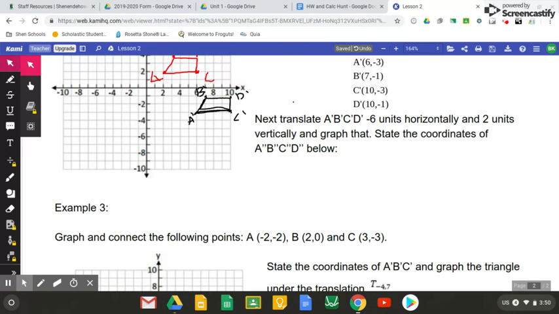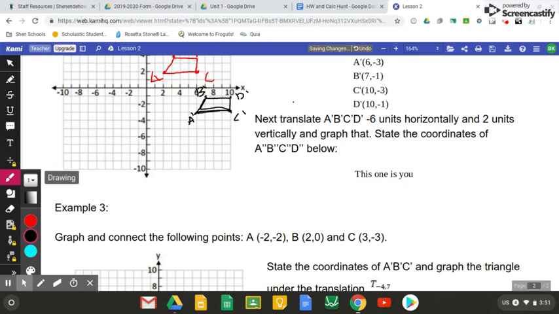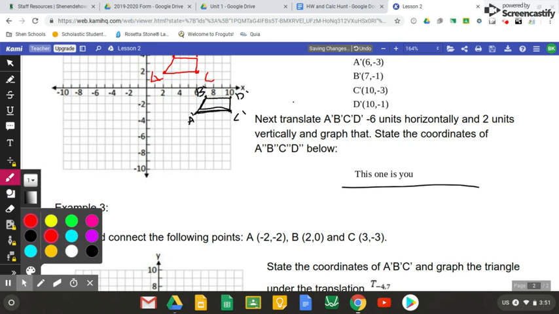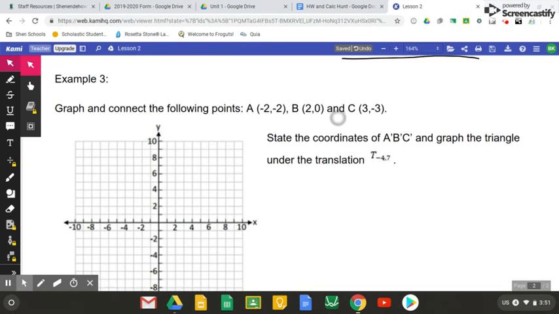All right, so next, translate A prime, B prime, C prime, D prime -6 units horizontally, 2 units vertically. State the coordinates. All right, this one is you. You're going to do that one. Using this figure, the one that we just moved, you're going to apply those rules. It's what we just did, except maybe going a different way. You can pause it right now and go for that. If not, I'm going to go to example 3, and then you can go back and do that one.